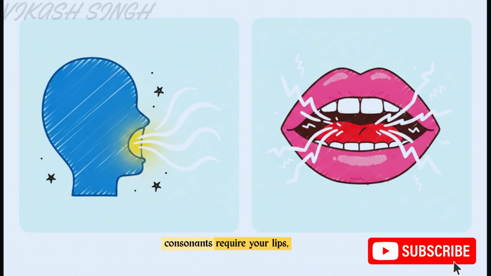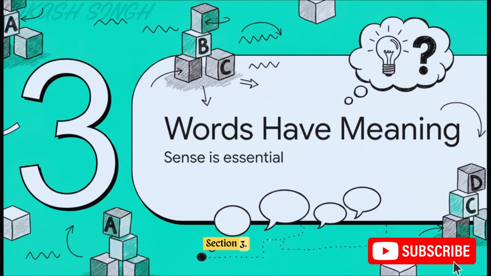But the remaining 21 consonants require your lips, your teeth, and your mouth to really do the heavy lifting to shape that air. You physically cannot say B or P without closing your lips. So every nuanced thought we communicate literally starts with this physical shaping of air. Section 3. Words must have meaning.